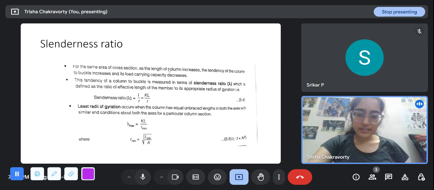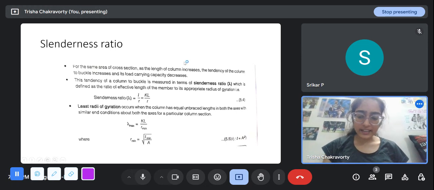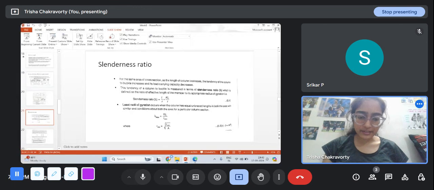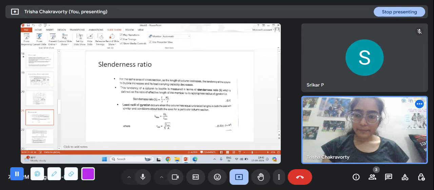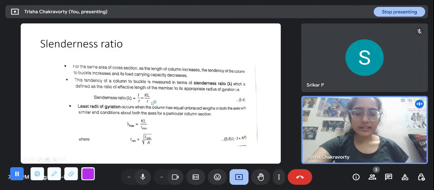Now this slenderness ratio lambda is KL by r. K is the effective length factor, and r is the radius of gyration. Again, the relevant radius of gyration applies when the column has equal unbraced length in both axes with similar end conditions about both axes for a particular column section. This is a formula.